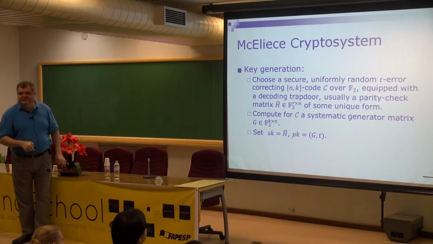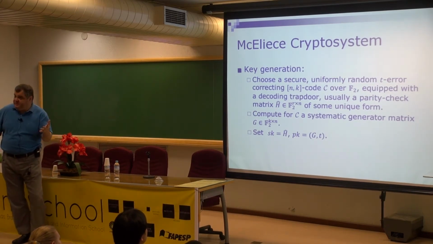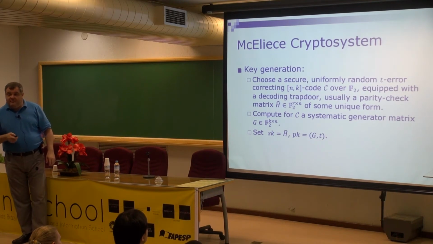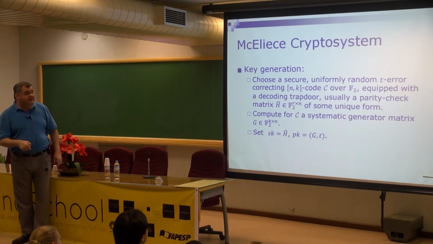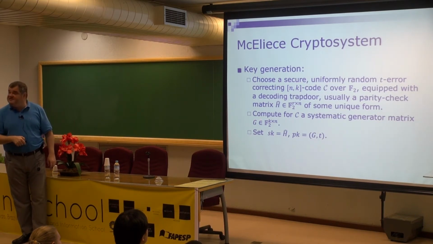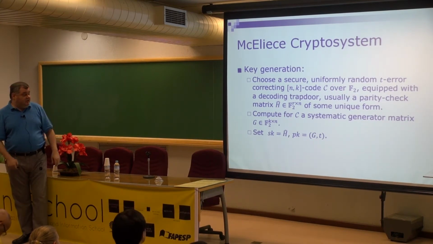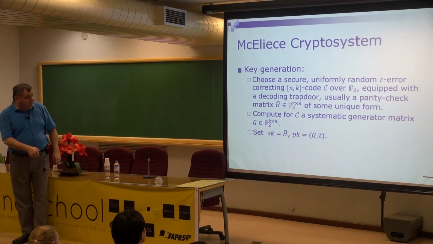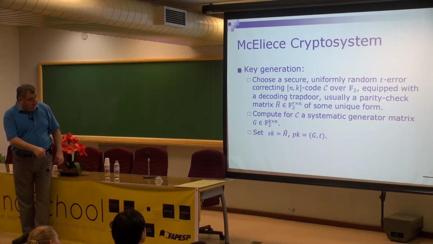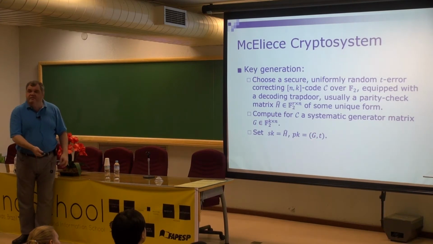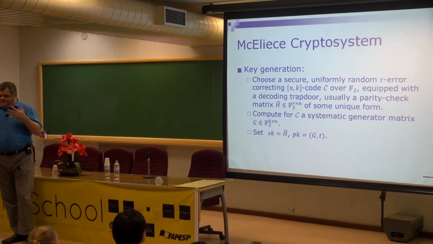The unique form of that matrix depends on the nature of the code we choose. And then we compute a systematic generator matrix G for the same code. That's quite easy to do. It's only a matter of solving a linear system to obtain a systematic basis for the code. And the private key is H hat. The public key is the generator matrix G and the number of errors we can introduce. And that's about it. This is the basis of the McEliece cryptosystem.